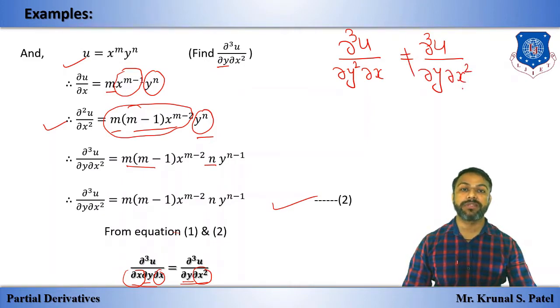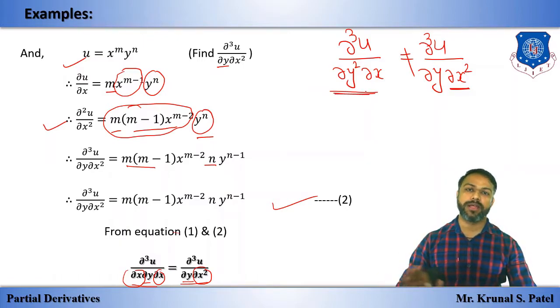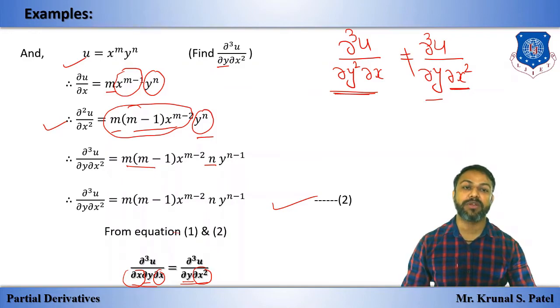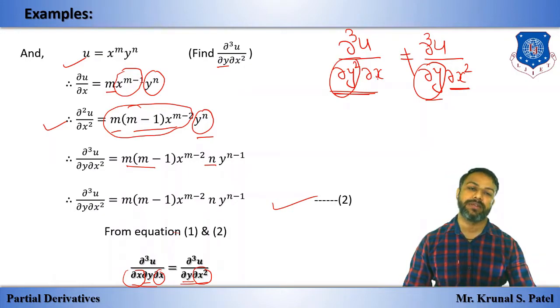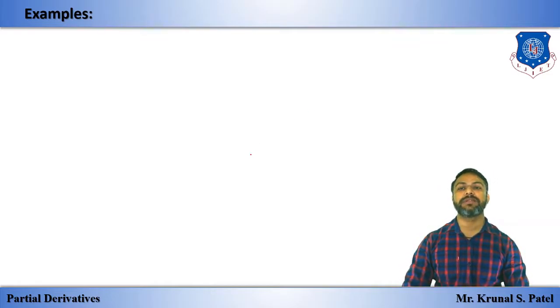For that you have to keep one thing in your mind: if you differentiate 2 times with respect to x on one side, then on the other side also you have to differentiate 2 times, whatever the order may be. And 1 time with respect to y on both sides, whatever the order. It doesn't matter, but the number of derivatives with respect to y is 1, then on the other side also it must be 1. Only then is the mixed derivative theorem verified, otherwise it is not verified. So now let's understand one more example.